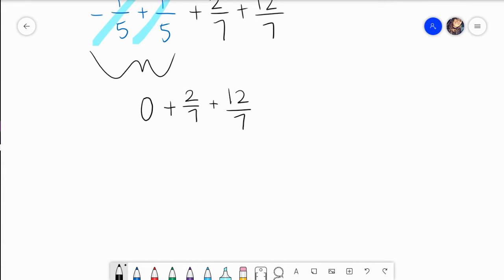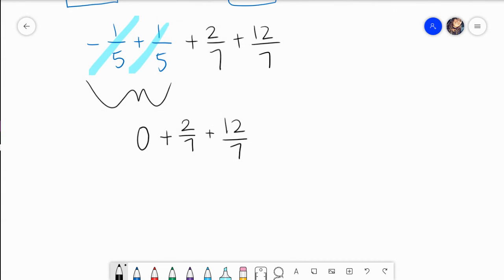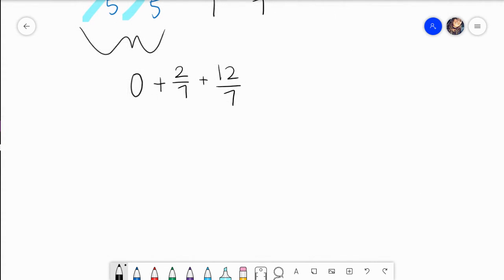0 plus anything. That 0 is not mathematically changing the value of anything. So yes, I did write it here to show you that I used inverses, but the only thing we need to be concerned with is the 2 over 7 plus the 12 over 7. And if you do this math right here, those have the same denominator. So I can add across the top and keep the bottom. If you do 2 plus 12, you get 14 over 7.